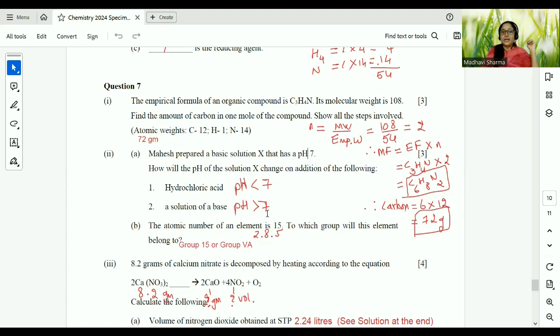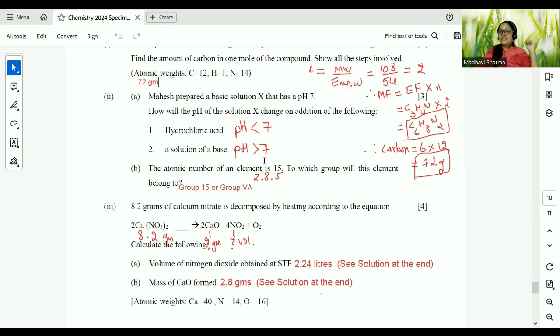Atomic number of the element is 15. So the electronic configuration is 2, 8, 5. To which group will it belong? Group 15 or group 5A?